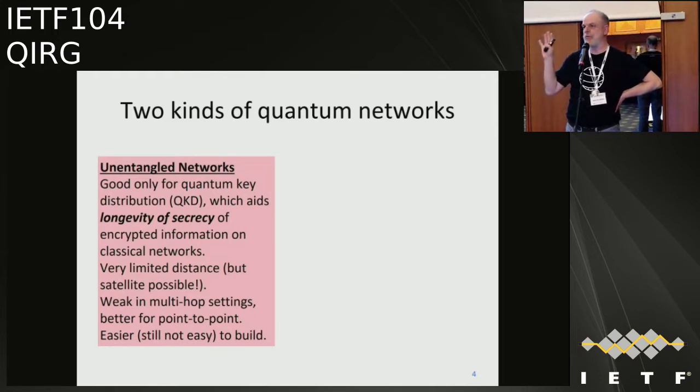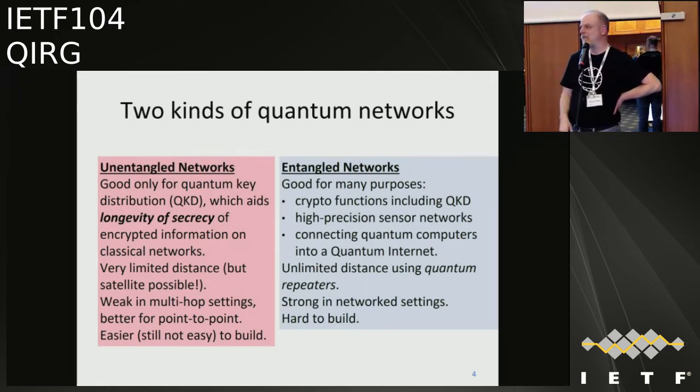Roughly, there are two kinds of quantum networks. There are unentangled networks, which are primarily good for quantum key distribution, which is essentially making shared secret bits across a network where the secrecy of those bits is guaranteed via the underlying physics rather than some sort of mathematical function. And these networks exist. They are limited in distance and they're single purpose and they have other constraints which some of you are aware of, but they do exist.